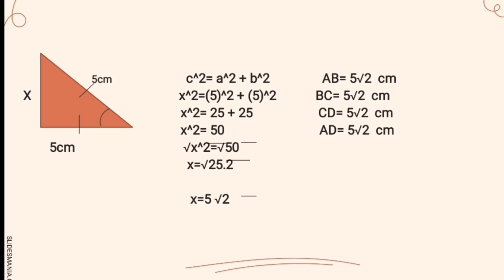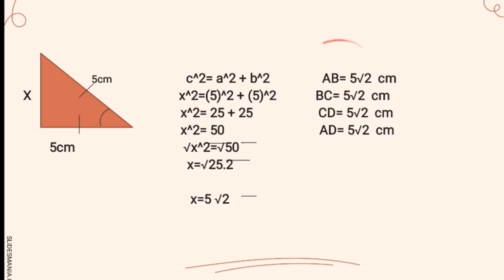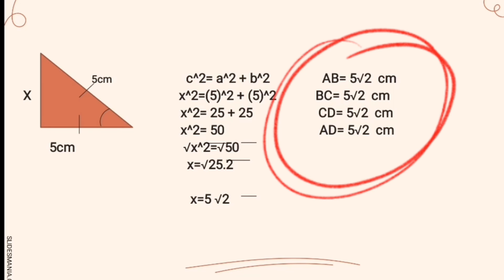We have our unit in cm. So it is 5 square root of 2 cm. BC is equal to 5 square root of 2 centimeters. CD is equal to 5 square root of 2 centimeters. And ED is equal to 5 square root of 2 centimeters. So those are the properties of the diagonals of a square.